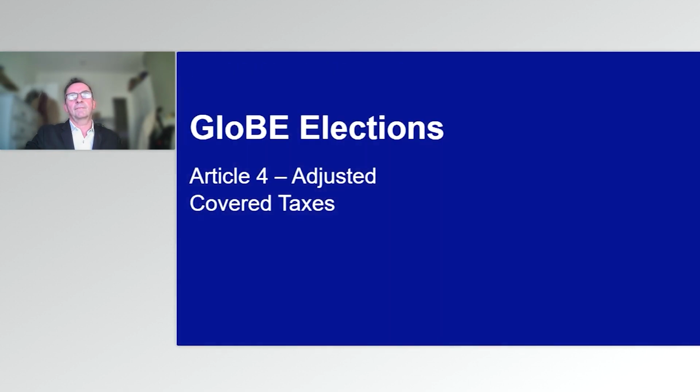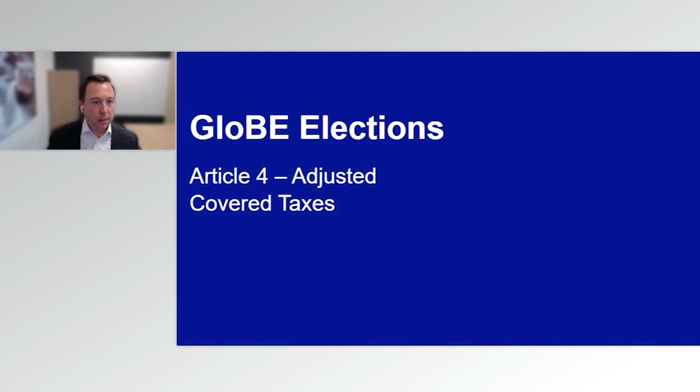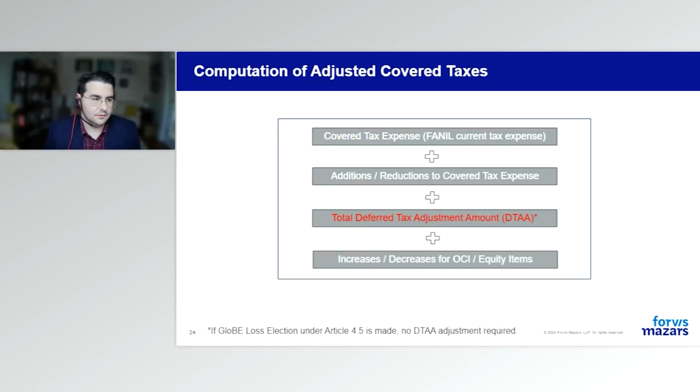Thanks, Neil. All right, so I'm going to pass it back over to Justin to cover global elections in Article 4. Thanks, Eric. Right now we're going to talk about what factors into adjusted covered taxes. As we said earlier, you have your current tax expense, and you have certain additions and reductions to covered tax expense. Really, these elections we're about to talk about relate to items 2 and 3, and really 3 here, which is the DTAA. So, what are these?